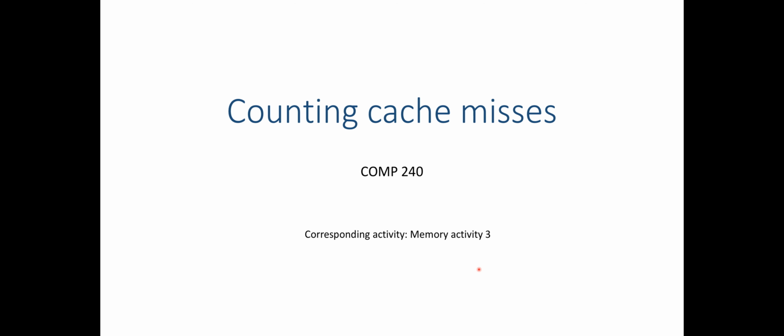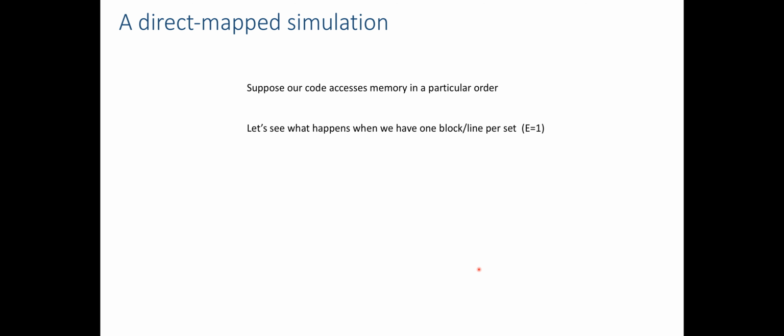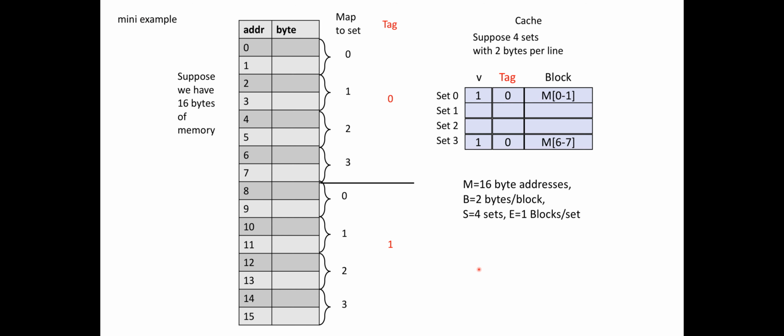So let's start by thinking about a very small simulation. We're just going to look at what happens when our code accesses memory in a particular order. And we're going to do this by starting out with a cache where E equals 1, so we only have one line per set. This is also called a direct mapped cache.